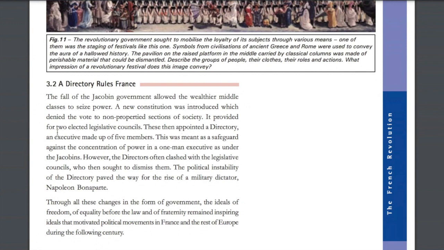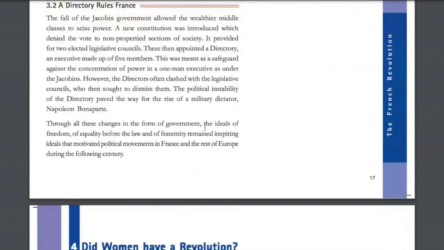It provided for two elected legislative councils. These then appointed a directory, an executive made up of 5 members. This was meant as a safeguard against the concentration of power in a one-man executive as under the Jacobins. However, the directors often clashed with the legislative councils who sought to dismiss them. The political instability of the directory paved the way to the rise of a military dictator, Napoleon Bonaparte.